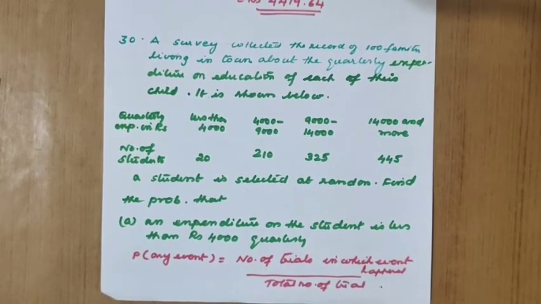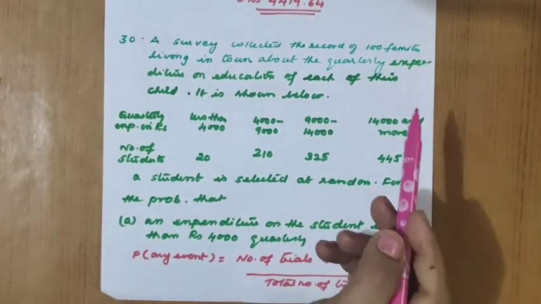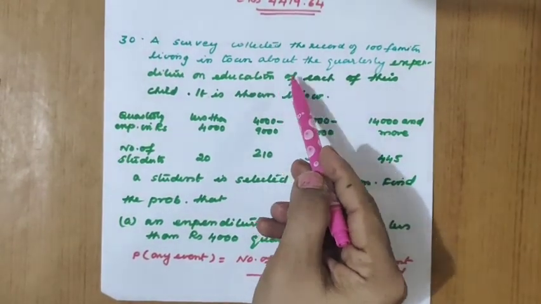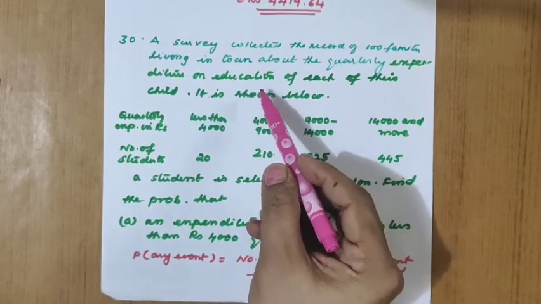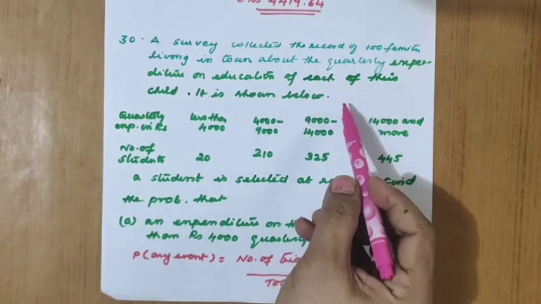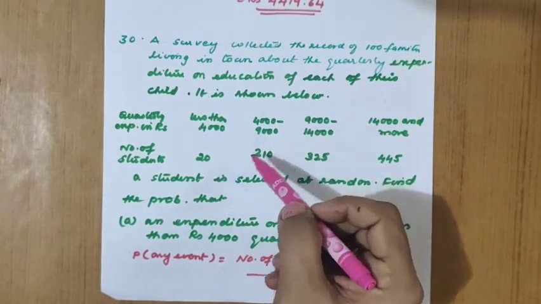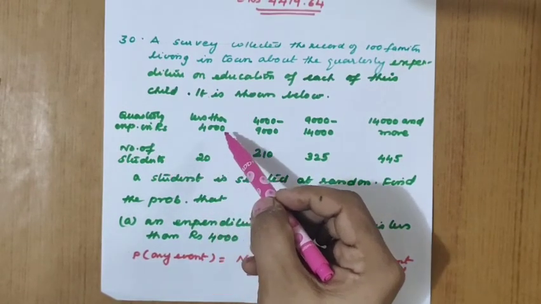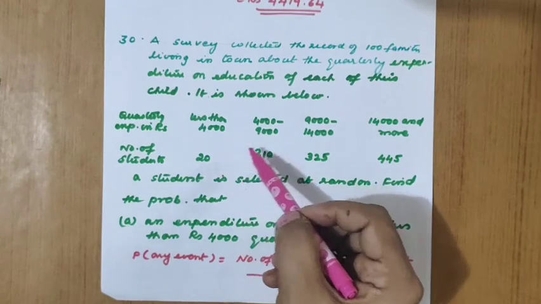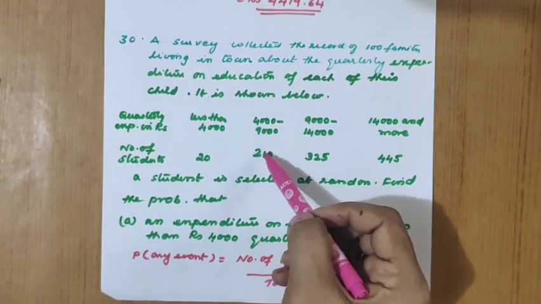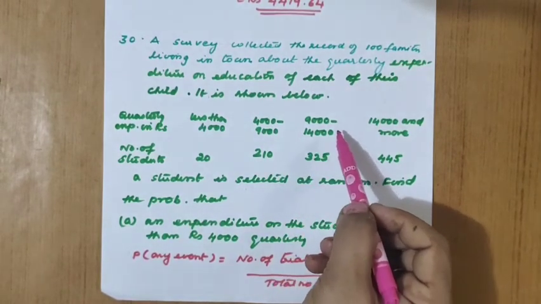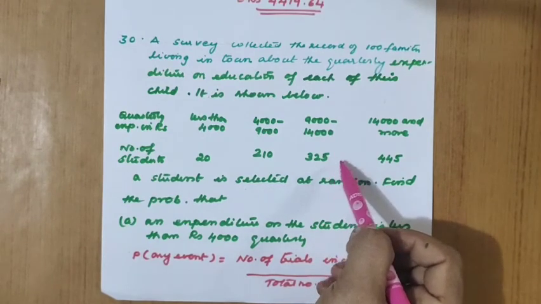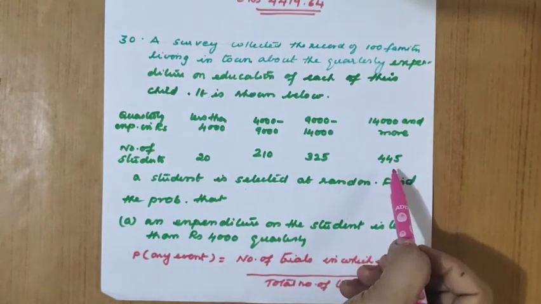Question number 30. A survey collected the record of 100 families living in a town about the quarterly expenditure on education of each of their children. It is shown below: quarterly expenditure and number of students. Less than 4,000, 20 students. Between 4,000 and 9,000, it is 210; 9,000 to 14,000, 325; 14,000 and more, 445.